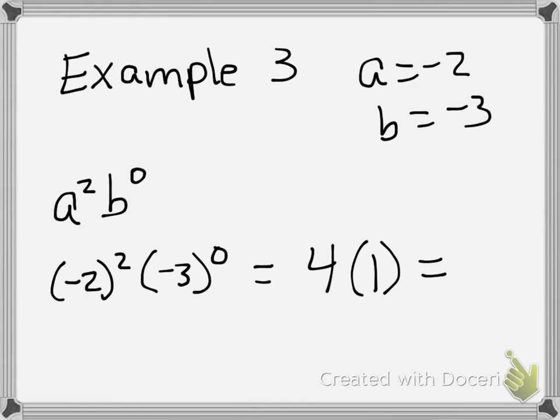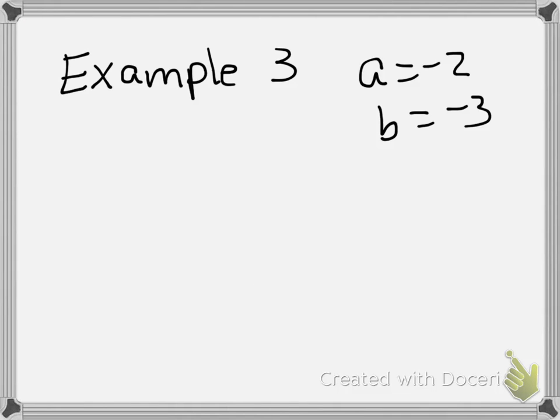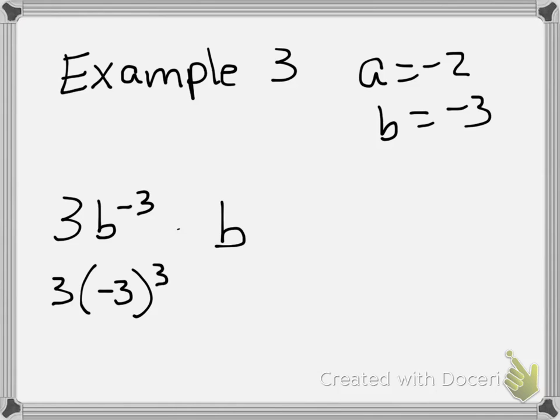So then 4 times 1 is going to be 4 for our final answer. If we took another example, let's make it 3b to the negative third times b. So now we're going to input, for b, negative 3 to the third power times negative 3. So I'll make my marks a little bit bigger here. Excuse me, this is to the negative third.